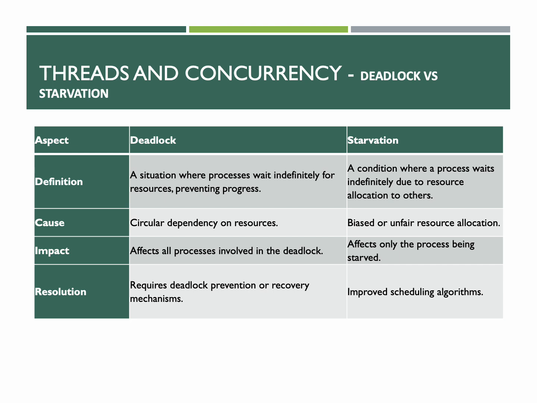For starvation, it occurs due to biased or unfair scheduling, where lower priority processes are repeatedly overlooked. For example, a low priority print job never gets executed because higher priority tasks dominate. So, what is the impact of these two types of problems? For deadlock, all processes involved in the deadlock are affected and the system comes to a standstill. But with starvation, only the starving process is affected while other processes continue to execute.